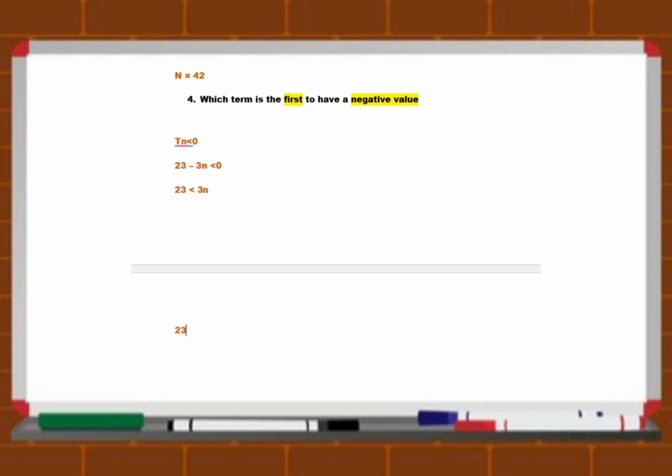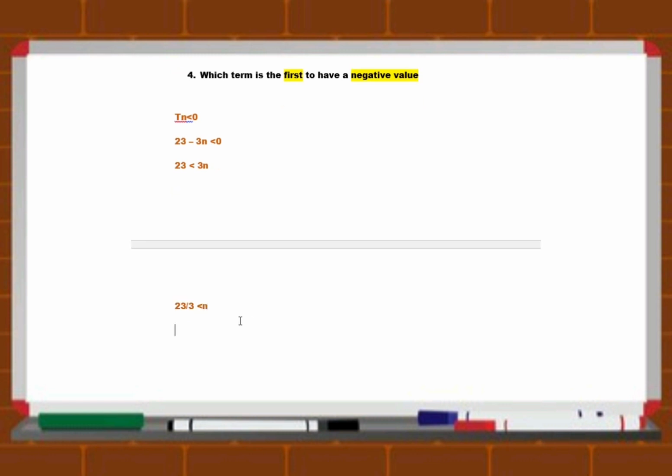The answer is going to be 23 divided by 3 is less than n. And then it's going to give you 7.66666.7. To the nearest whole number, it's 8. So the 8th term is where you get your first negative value.